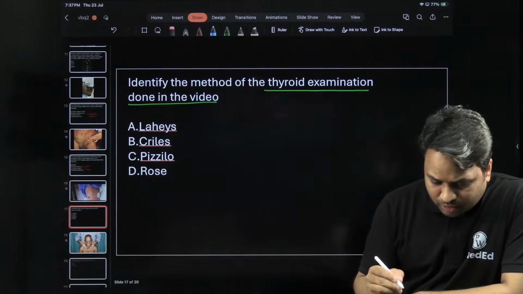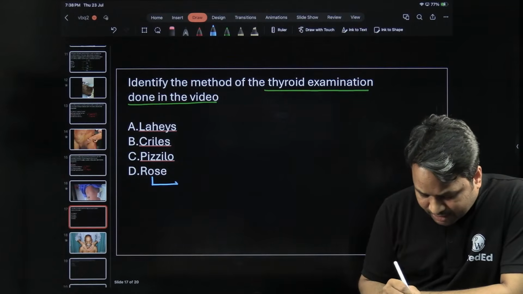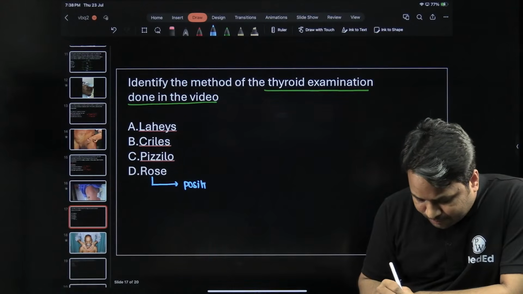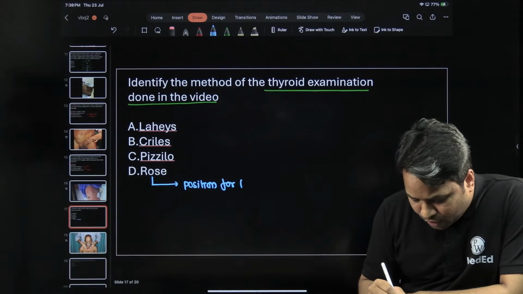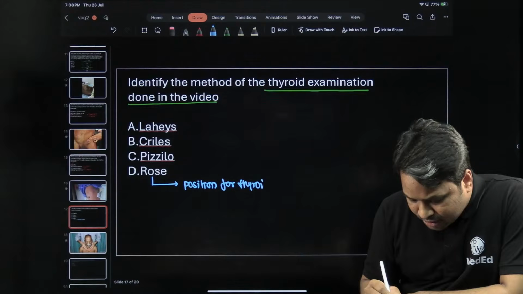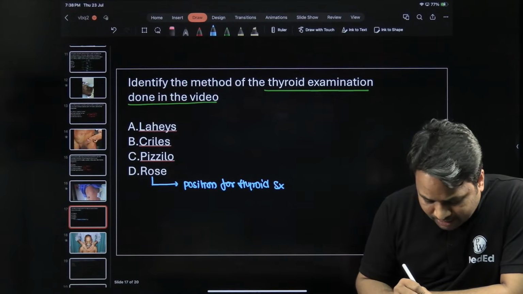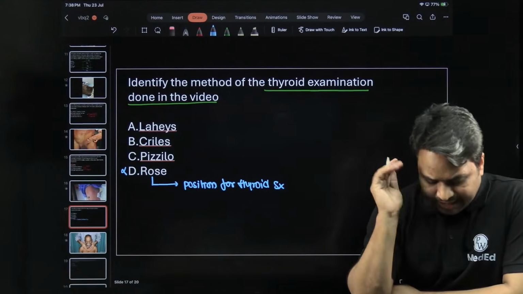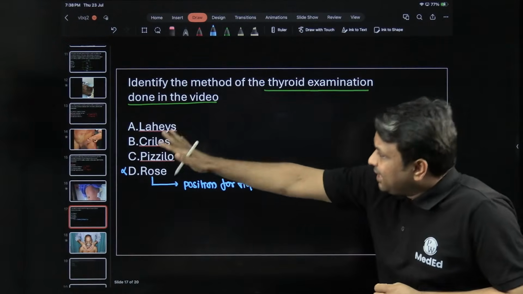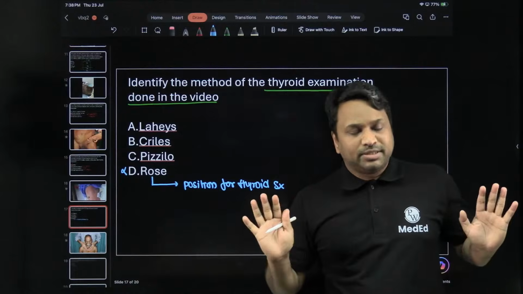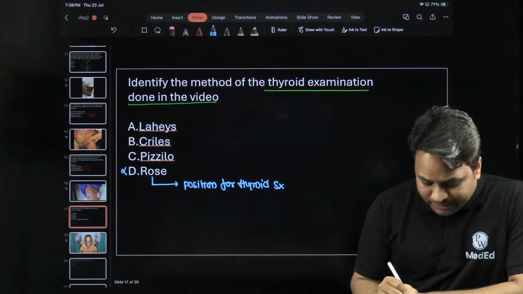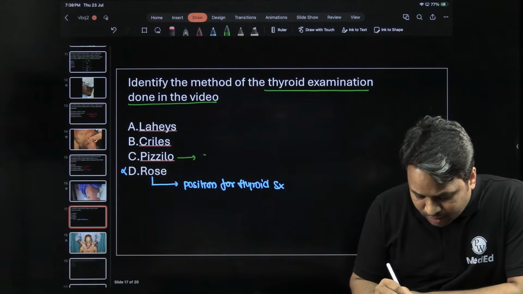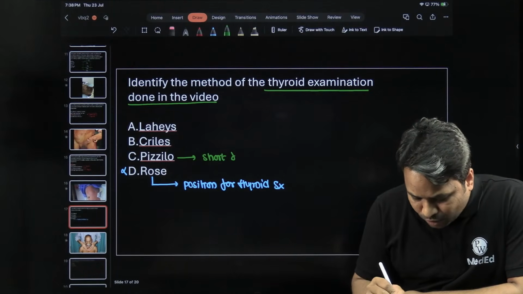Rose is not a position in which you examine the thyroid. It is the position for thyroid surgery. So I can readily rule out the Rose position. It's a hyperextension of the neck, as simple as that. Now I have Lahey's method, Crile's and Pizzillo's method. Okay, accha. Now Pizzillo's method is done for a short-statured female, for a short and obese neck.